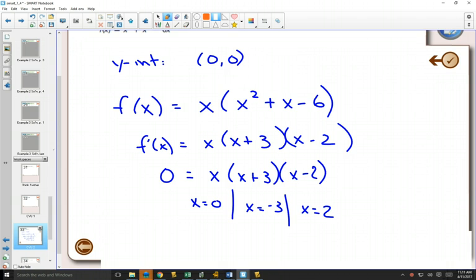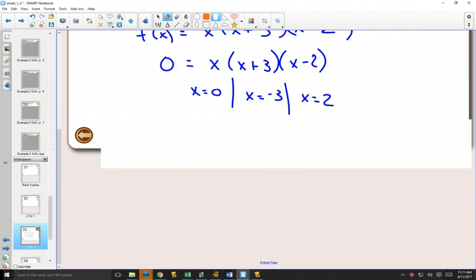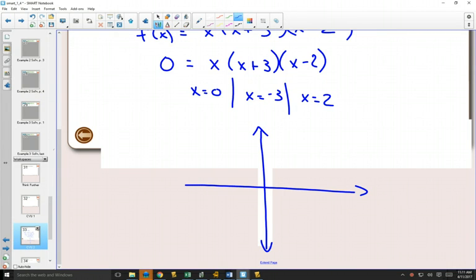So in order to sketch this graph using our intercepts, what we're going to do is plot all of our intercepts. So we have one x-intercept at -3, one at 0, and one at 2.